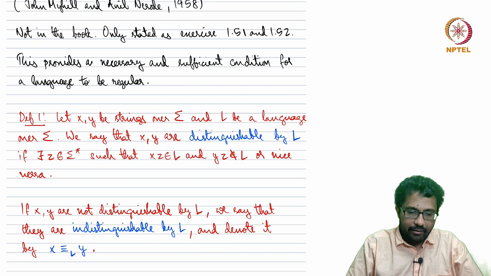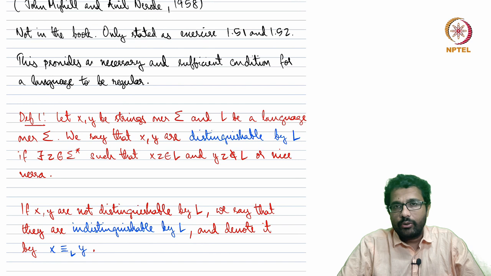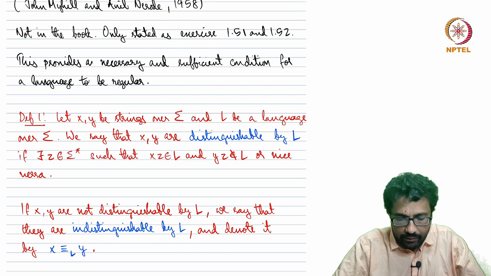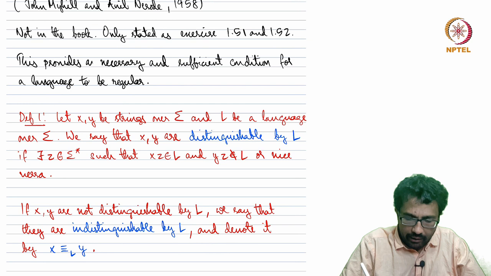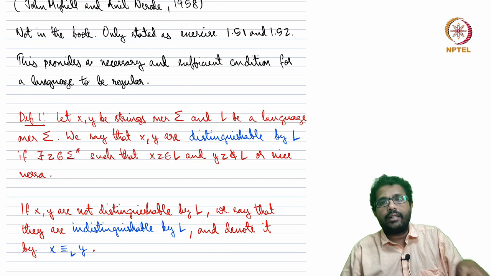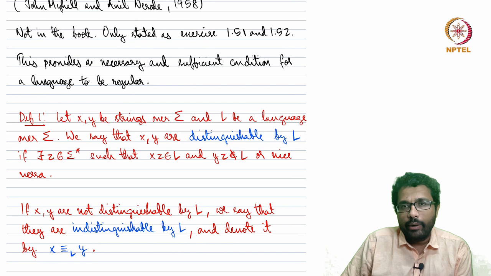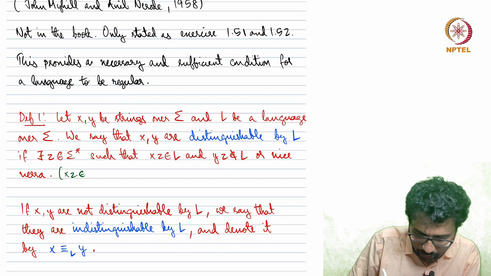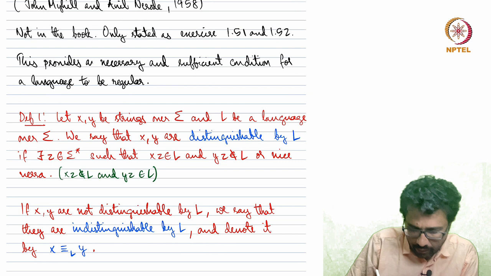So the first definition is being distinguishable by a language, right? Let X and Y be strings over an alphabet sigma, and let L be a language over the same alphabet. We say that X and Y are distinguishable by the language L if there is a Z that we can append to X and Y, such that one of them belongs to the language and the other one does not belong to the language. So either XZ is in L and YZ is not in L, or vice versa. Vice versa means the opposite: XZ not in L and YZ is in L.